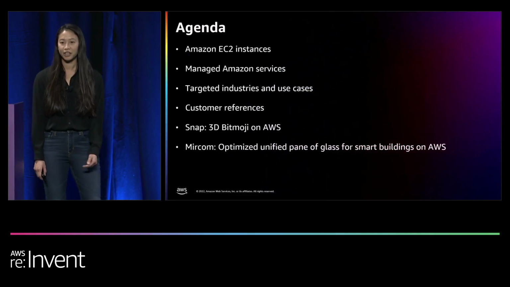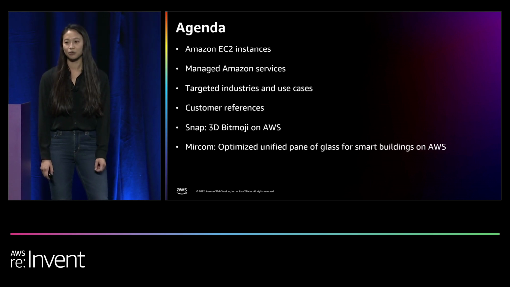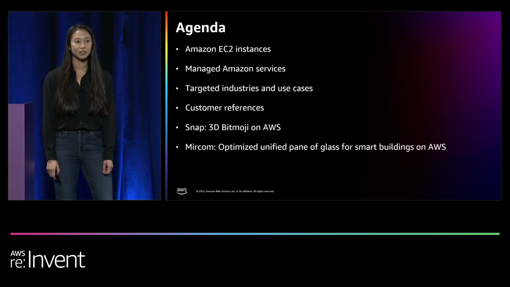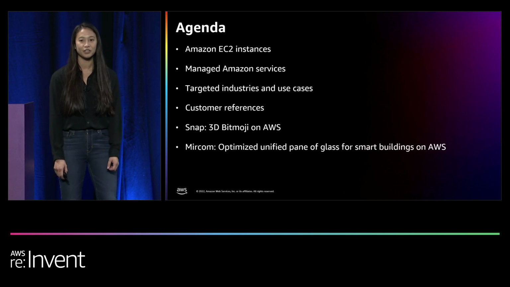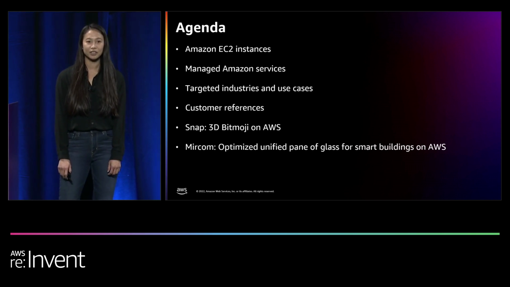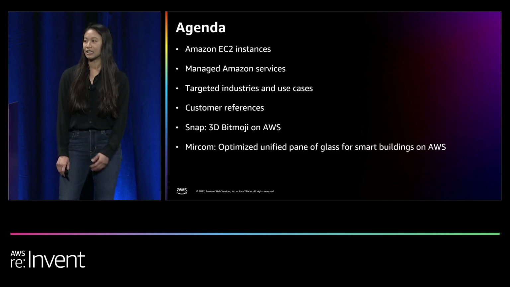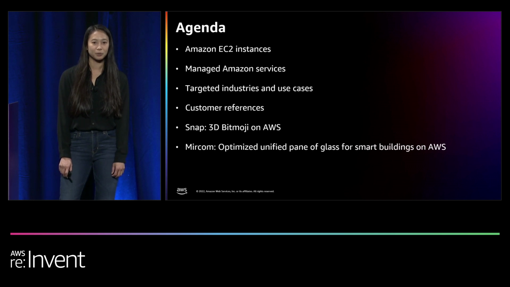So just a quick rundown of what we're going to be chatting about today. First, I'm going to give a quick overview of our Amazon EC2 instances and our Amazon managed services that are built for graphics use cases. Then we're going to talk about typical industries and use cases that we see from our graphics customers. I'll run through a few of our customer references before handing it off to Eli and Brian to talk about their specific use cases and how they use AWS.